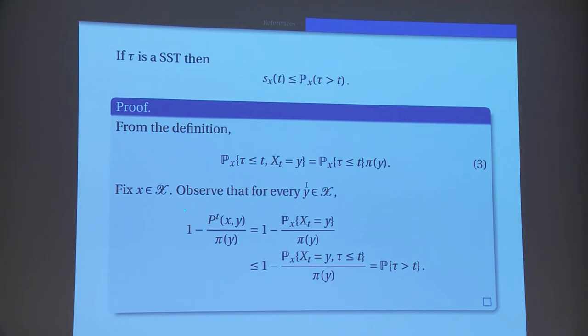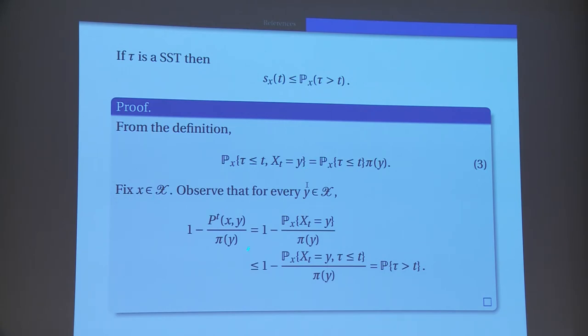So here is a little argument that bounds the separation distance, this quantity 1 minus p_t(x,y) over pi(y), in terms of a strong stationary time. For a strong stationary time, one characterization is that the distribution of X_tau is stationary and independent of tau. From that you can easily deduce, in one line, that the probability that tau is less than or equal to t and X_t equals y can be decomposed as a product of this probability and the probability that X_t equals y, which under this conditioning gives you pi(y). This is actually an equivalent definition of strong stationary time.